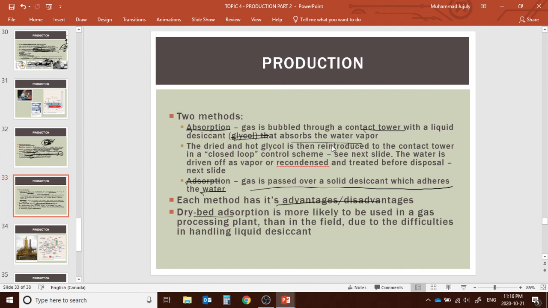Okay, the dry bed adsorption is more likely to be used in gas processing plants because it is less complicated. In absorption, you have to use liquid glycol, which you need to remove the water from again and recycle. But in the case of dry adsorption, it's really easy. You just use the packed bed.